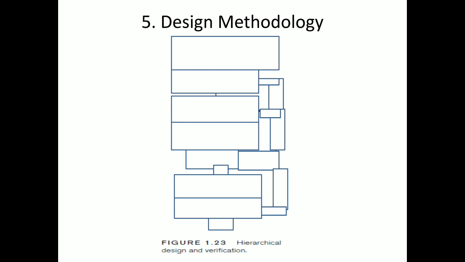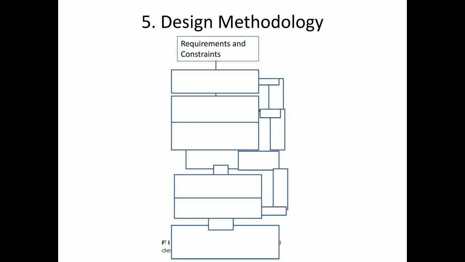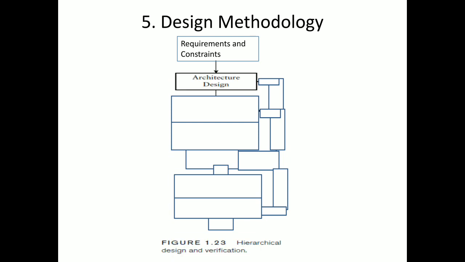We'll see the hierarchical design and verification design flow. First step is requirements and constraints. It is the most required one. First we need to get the requirements and check the constraints, and next is architecture design. Hope you all know the architecture design is the blueprint of a design. Next we need to design leaf cells, unit design. We need to design the sub circuits.